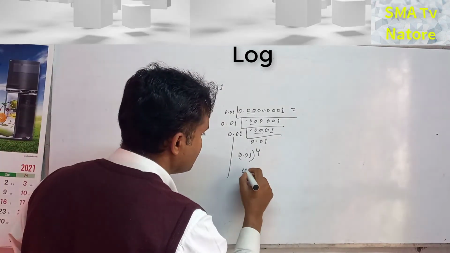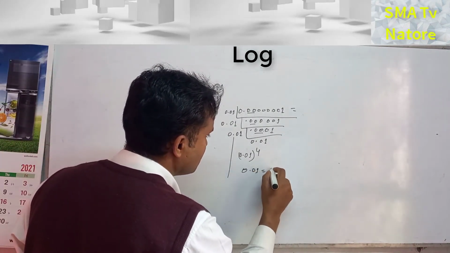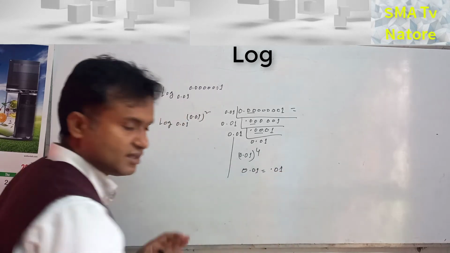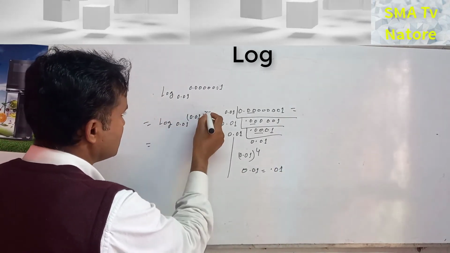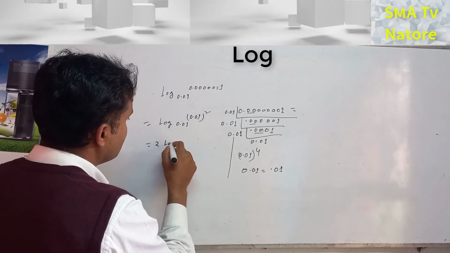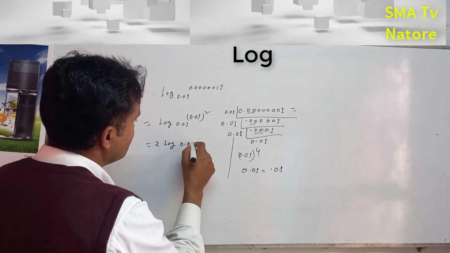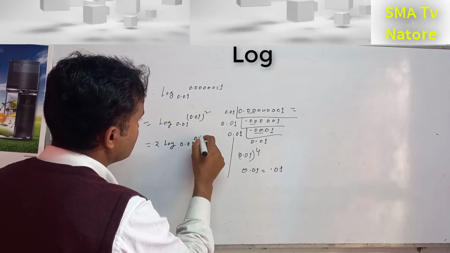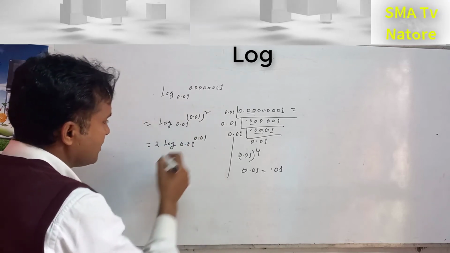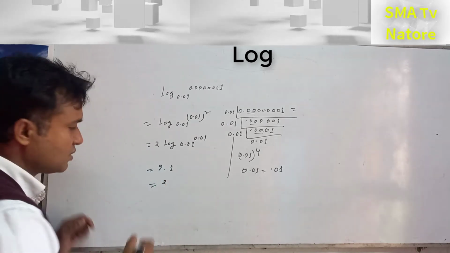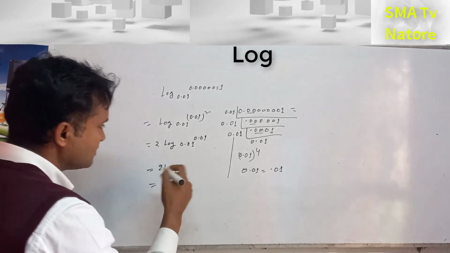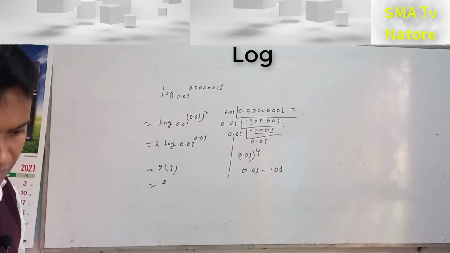Actually 0.01 equals 0.01, these are the same. So here what happened, this power will come first and log 0.01, and the power is also 0.01, this power is the same, so we can say that 2 into 1, so the result is 2. So I hope it is very easy for you to understand this math. Thank you.